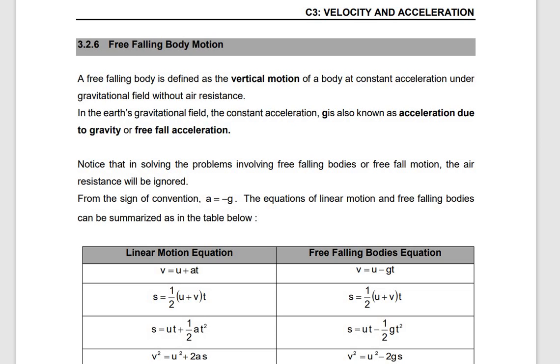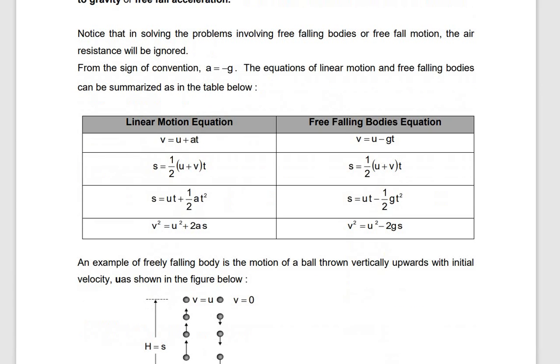So that's why acceleration dia jadi negative g. Okay, the equations of linear motion and the free falling bodies can be summarized as the table below. So these are the equations yang kita guna sebelum ni, which is v = u + at, s = 1/2 (u + v)t, s = ut + 1/2 at², v² = u² + 2as. But for the free fall body equations, when you change your a to negative g, sekarang a tu dapat negative g. So dia punya ni akan berubah.